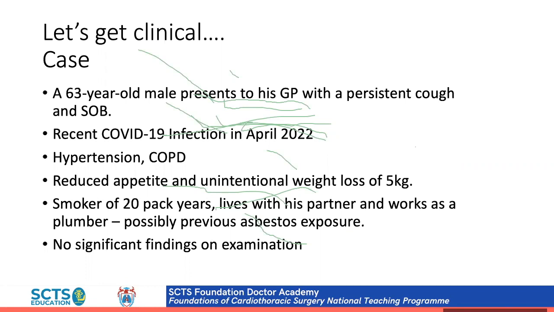Now, the GP takes a history and examines, and he finds out that he suffers also from hypertension and has been smoking in the past, has some COPD for which he's on inhalers, but his appetite isn't great, and he's lost a bit of weight. He works as a plumber and possibly has been exposed to some asbestos, but there isn't that clear of a history. And nothing particularly can be found in examination. So what would be your next step if you were that GP?